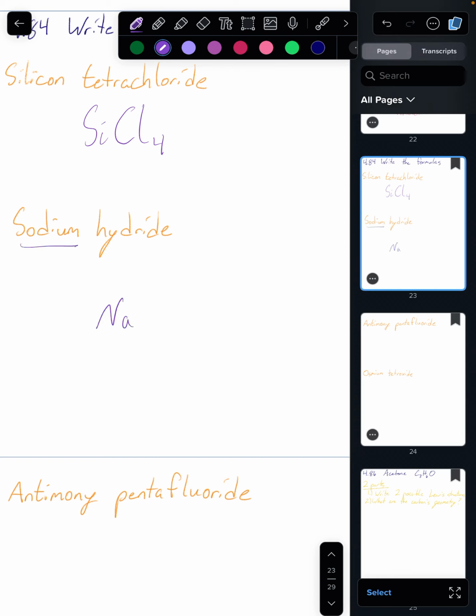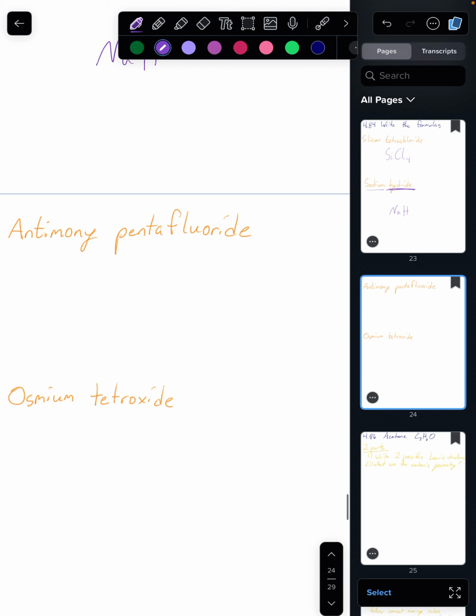So we know sodium. And anytime you see this hydride kind of a thing, it means basically just a hydrogen is added onto it. So hydride is hydrogen. So antimony was a really weird one. It's an Sb. Okay. So you get Sb. Then you have your fluoride. And you can see it has that 5.